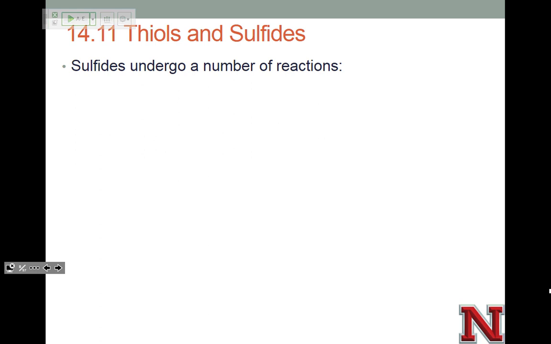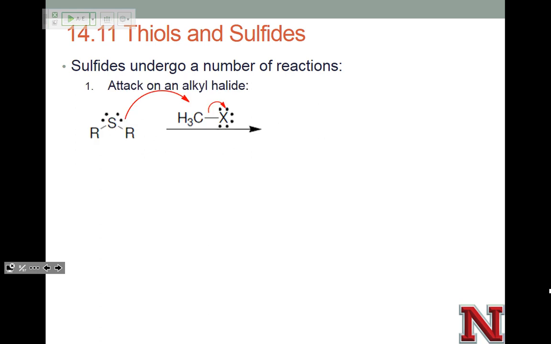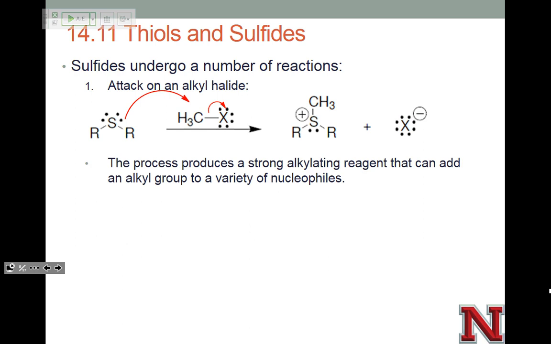So sulfides can undergo a number of reactions. They can do an alkyl halide attack because we still have a lone pair, so it's still pretty nucleophilic even though we don't have a negative charge. And we form an S positive here. This is a really, really strong alkylating agent.